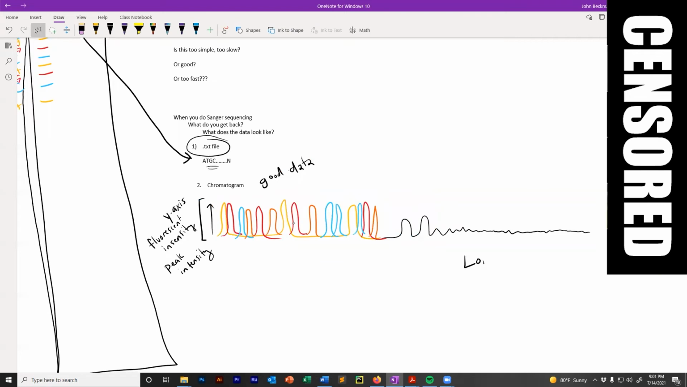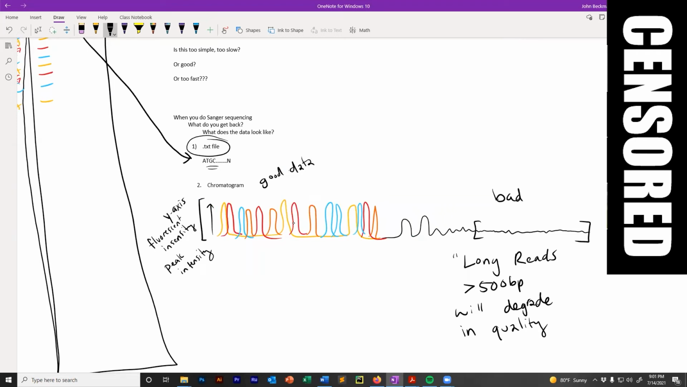We call these long reads. This is like greater than 500 base pairs. Sequence will degrade in quality. This is bad data. This is good data. And this will work up to about 500 base pairs.